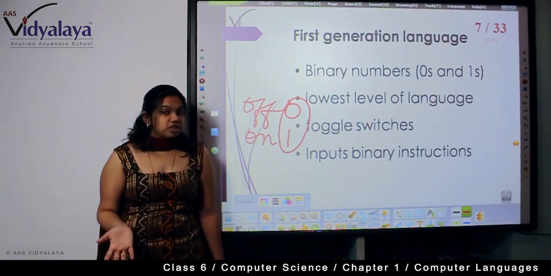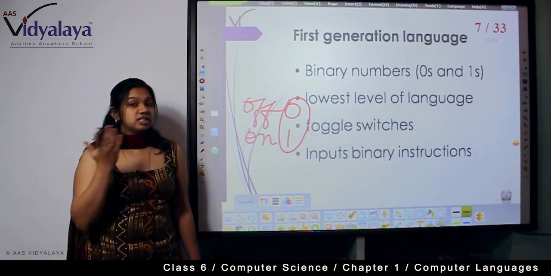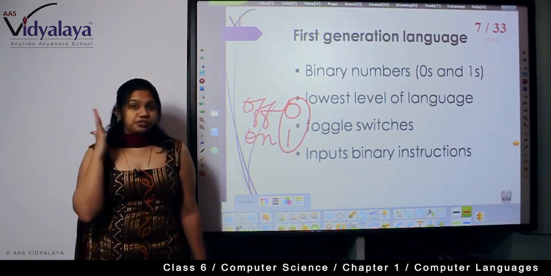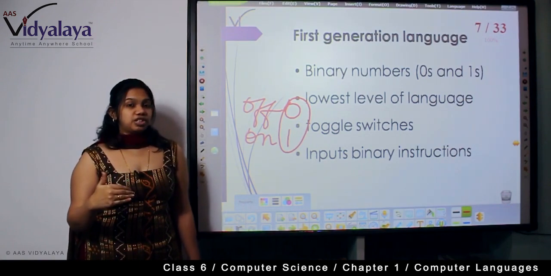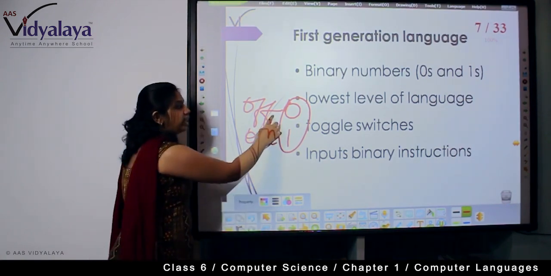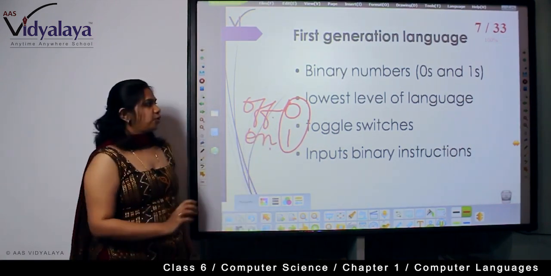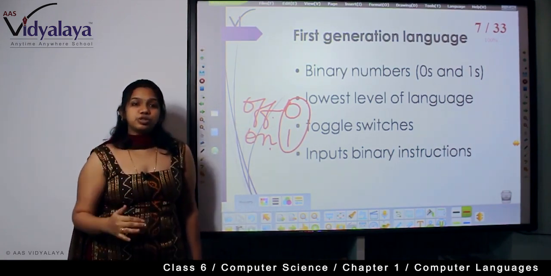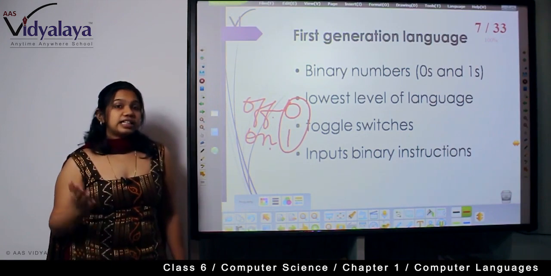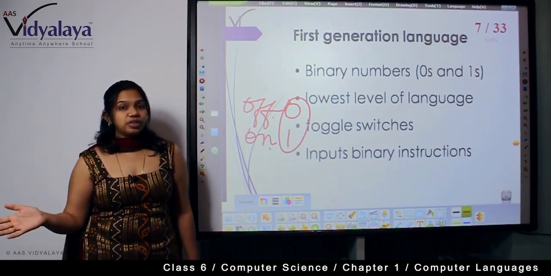So all the computer can understand is zeros and ones. So the switches inside the first generation computers could understand only these 2 signals. Okay, that is called the lowest level of language. Okay, why do we call it the lowest level of language?